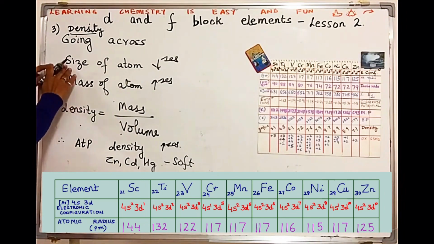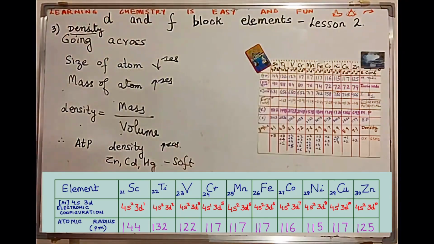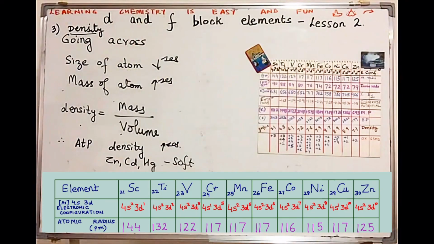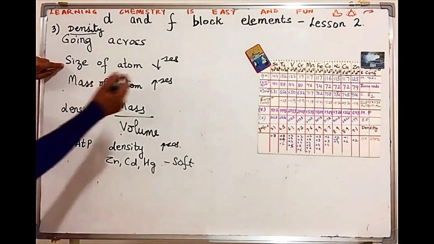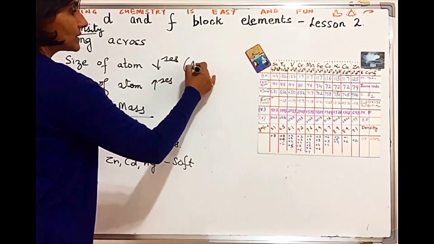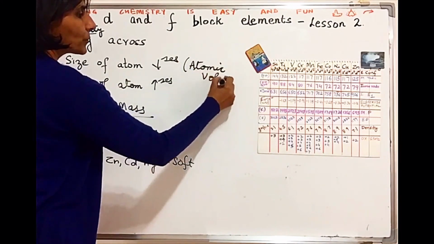What is happening to the size of the atom? Just now we discussed that the atomic radius actually decreases, right, due to increase in the force of attraction between the nucleus and the electrons present in the outermost orbit. Because the size of the atom is nothing but a measure of the volume, right?